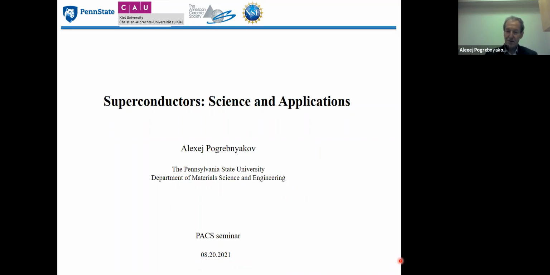The subject of this talk is superconductors, science and application. At first glance, it would seem that this subject is out of the framework of the PAC program, but actually it's not the case, because high temperature superconductors are in effect ceramic materials, and they possess all the properties of regular ceramics, and this affects superconducting properties, as we will see later today. Let's start, and let's start from the beginning.